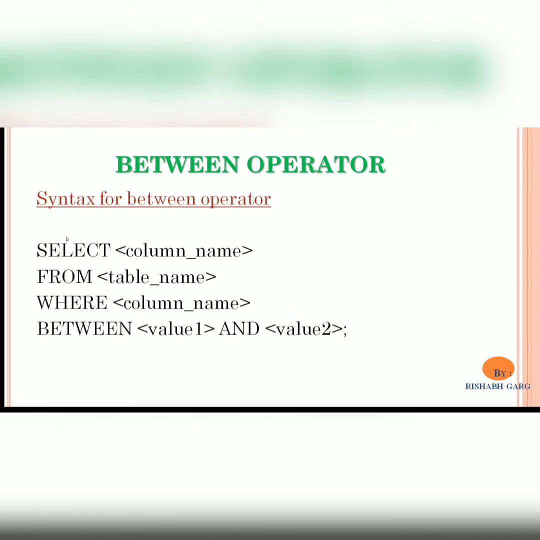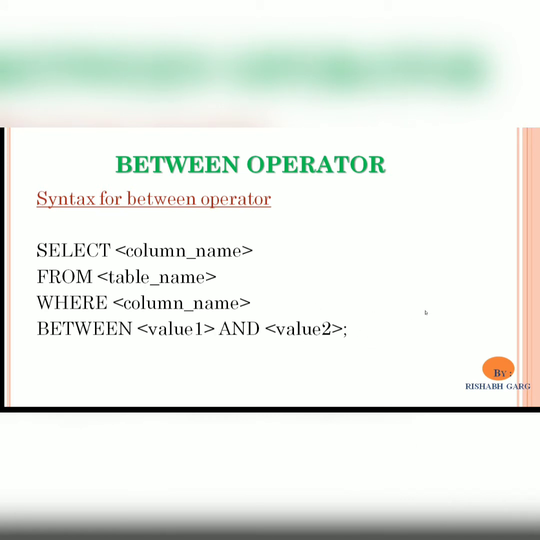First we will write the select command, then after we will write the column name. After that we will use the from keyword, then after we will write the table name. After that we will use the where clause along with the condition. Then after we will use the between operator. Then after we will write the lower value. Then after we will use the AND operator, and then after we will use the upper value, and at last we will write the semicolon for terminating our command.